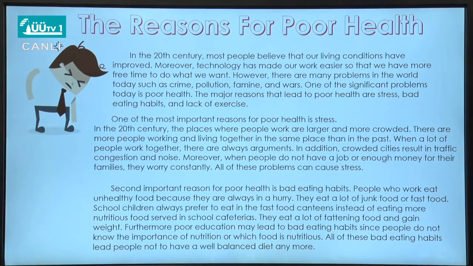The reasons for poor health, right? In this text, we are going to look at why we have poor health. What are those reasons? In the 20th century, most people believe that our living conditions have improved. Moreover, technology has made our work easier so that we have more free time to do what we want. However, there are many problems in the world today, such as crime, pollution, famine, and wars. One of the significant problems today is poor health. The major reasons that lead to poor health are stress, bad eating habits, and lack of exercise.